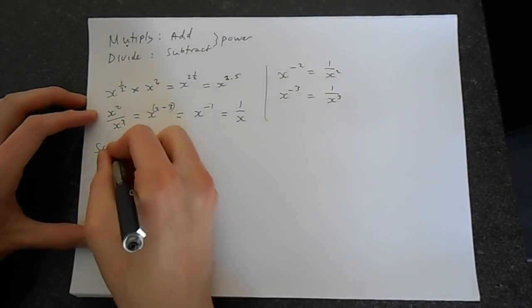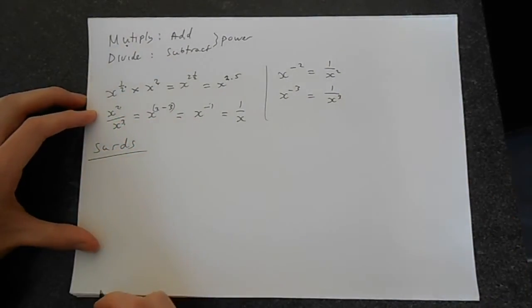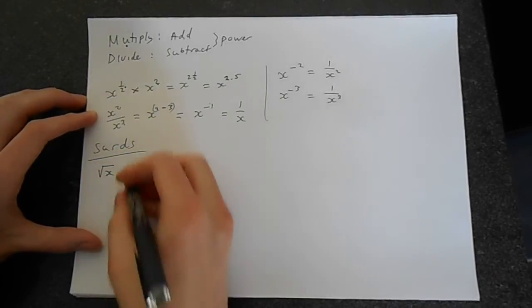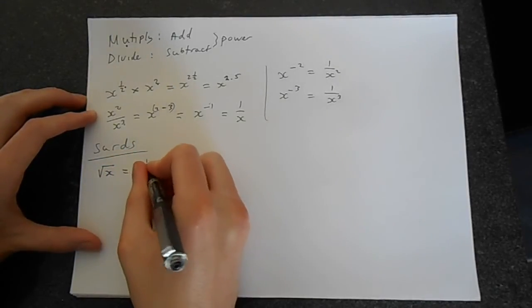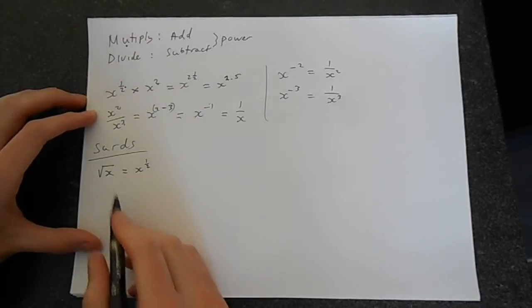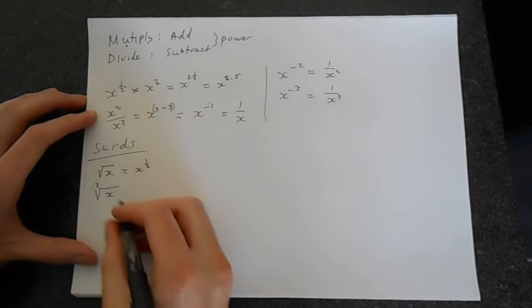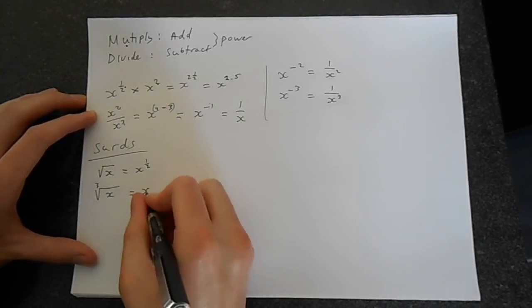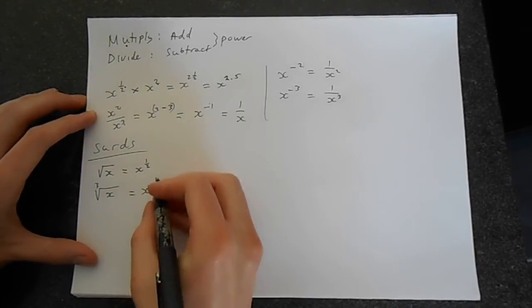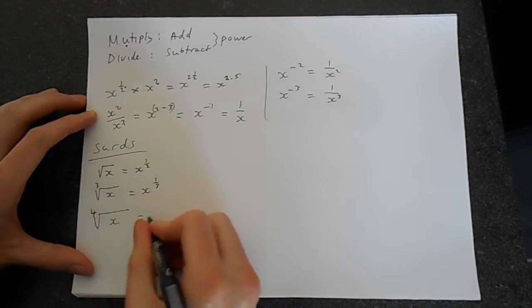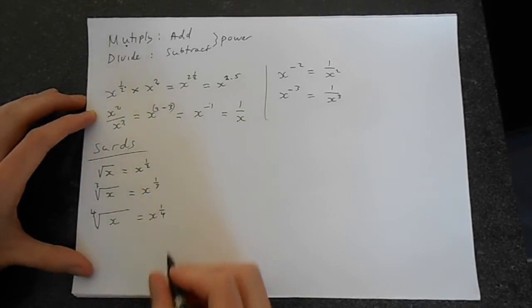So let's look at surds. Surds are very important in National 5. They always ask about them. Square root of x, what's that? This is x to the power half. So we're seeing how these surds are related to powers. So you've got a 3 in here, so the cube root, that's x to the power of a third. And if we've got a 4 in there, that's x to the power of a quarter. So you're seeing the pattern.